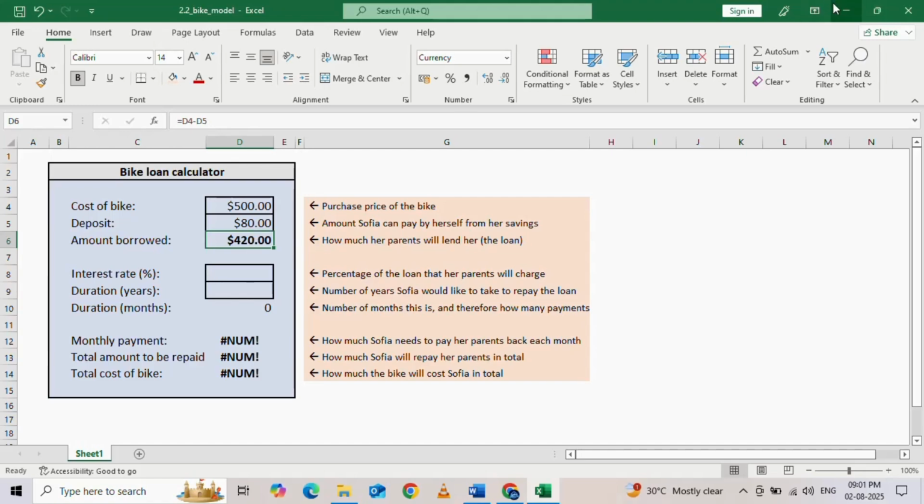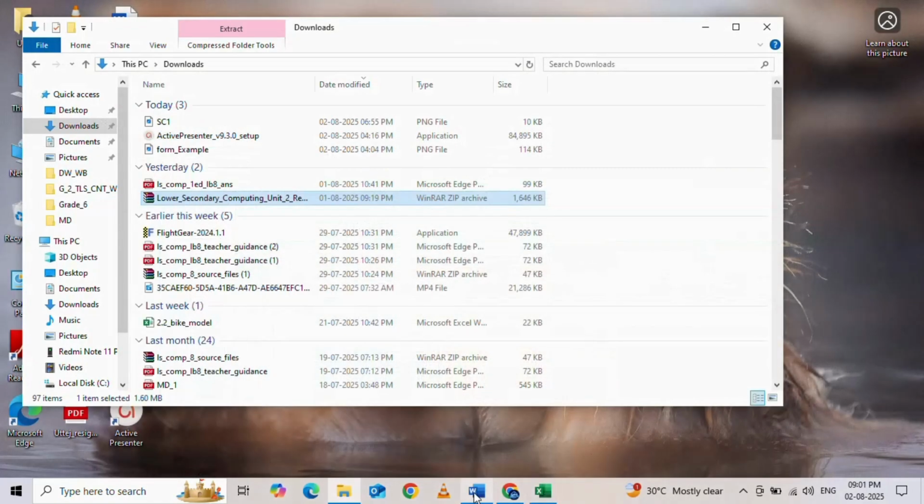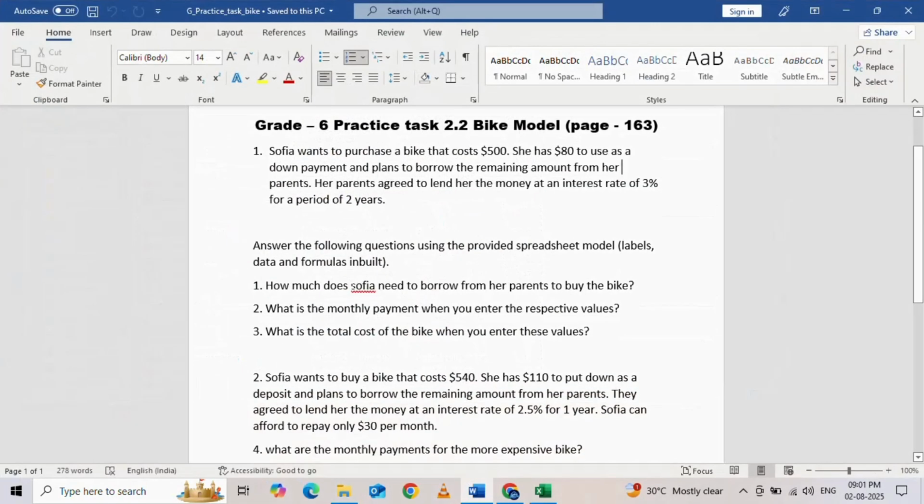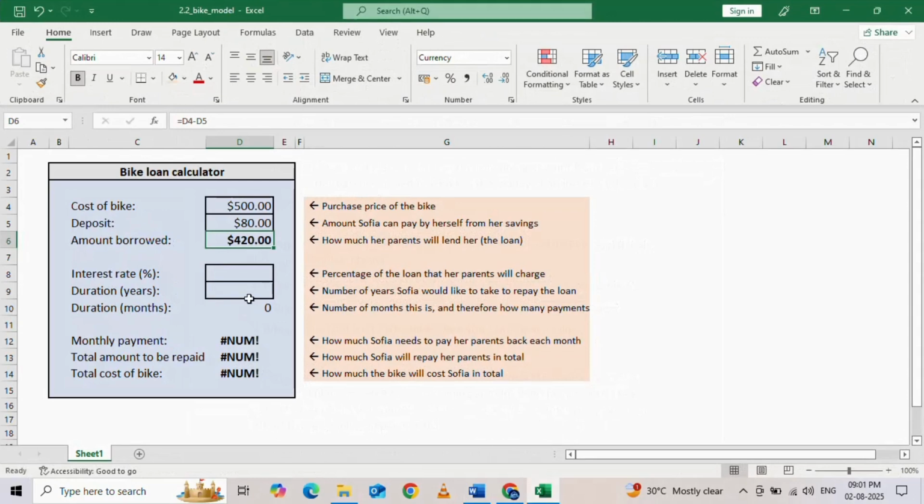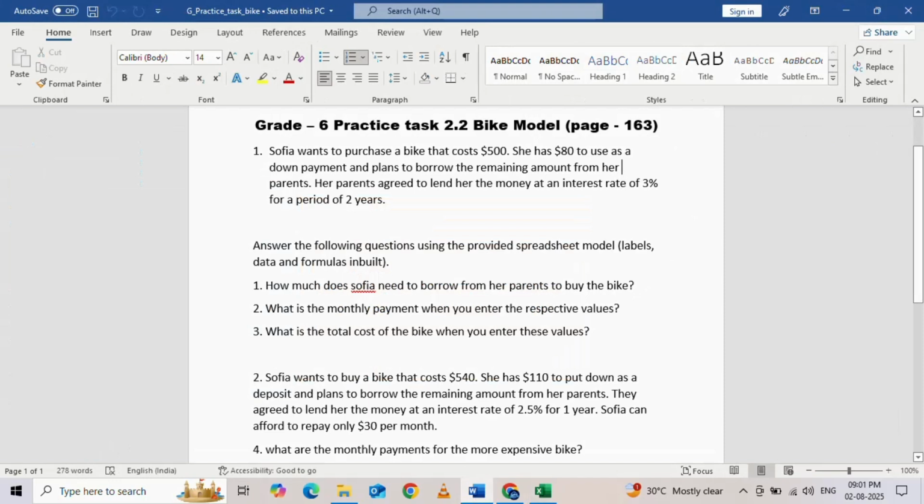Okay, the first question: how much money does Sophia need to borrow from her parents to buy a bike? It is $420. When we enter the data into the expected cells, we automatically get the result. And for this question, the answer is $420.